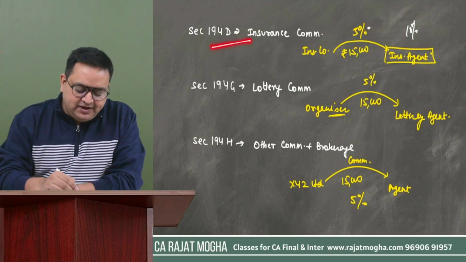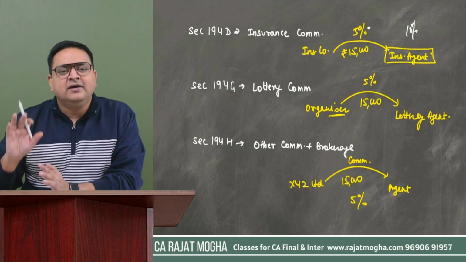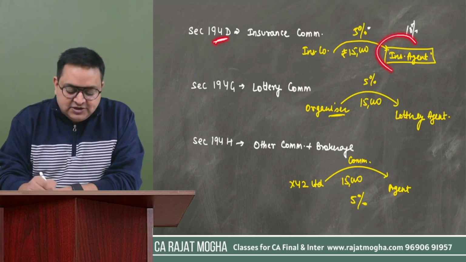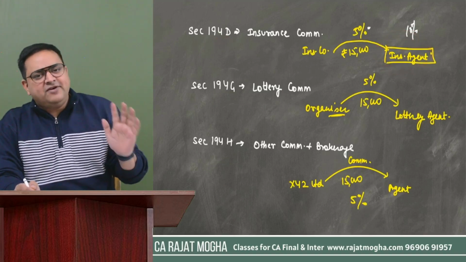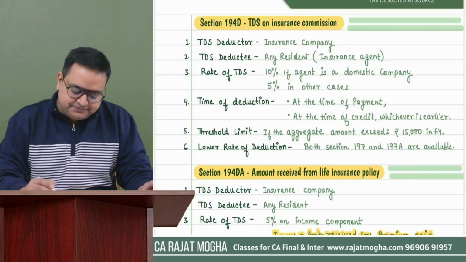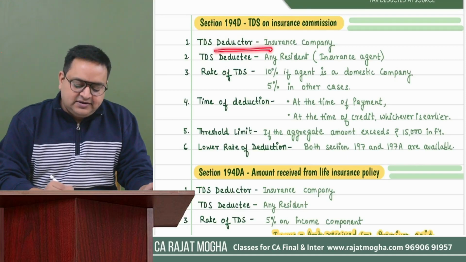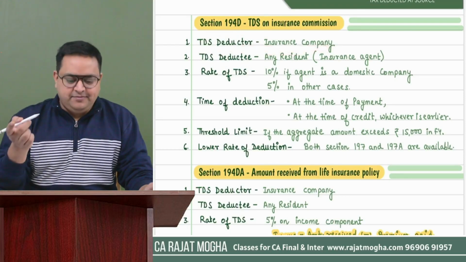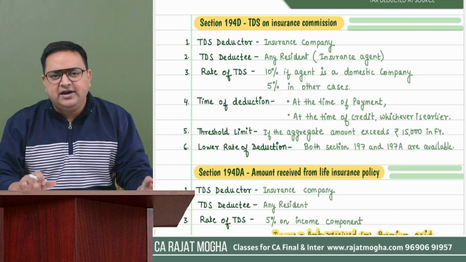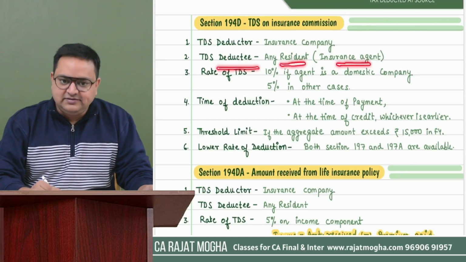So this is 194D, 194G, and 194H. Similar provisions. 15,000 is the limit. 5% is the TDS rate, but only in case of 194D, if this insurance agent is other than a company, 5%, but if it is a company, then 10% TDS rate, right? So 194D is TDS on insurance commission. The TDS deductor in 194D would be the insurance company, right? Any kind of insurance company, it could be LIC, ICICI Prudential, and they are paying to a resident who is an insurance agent.